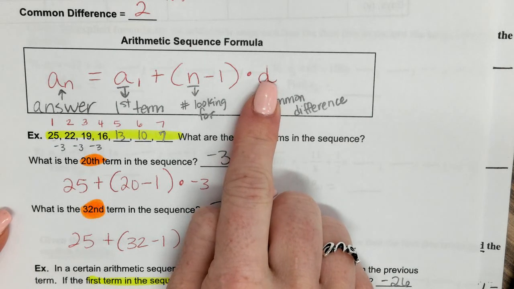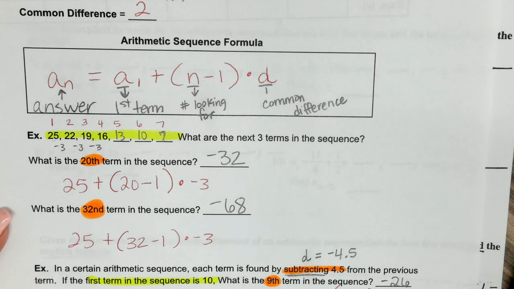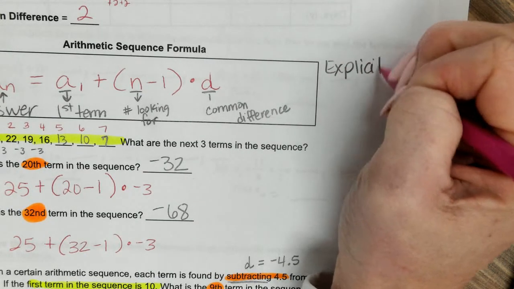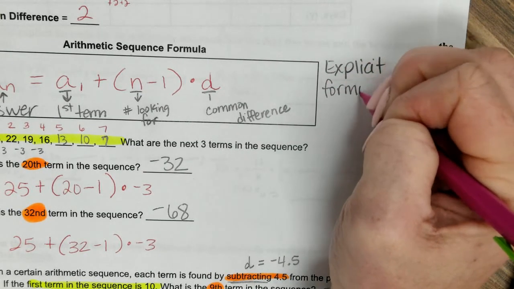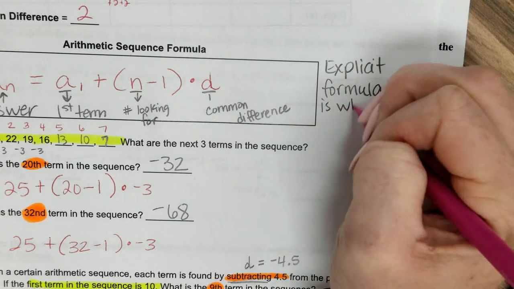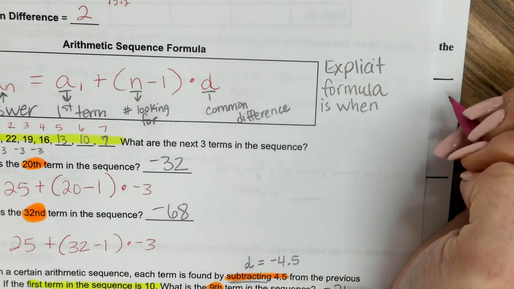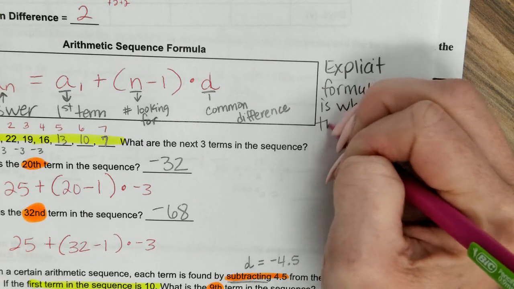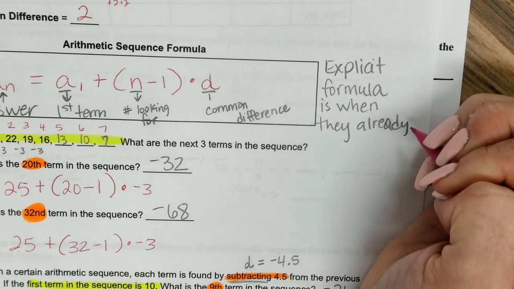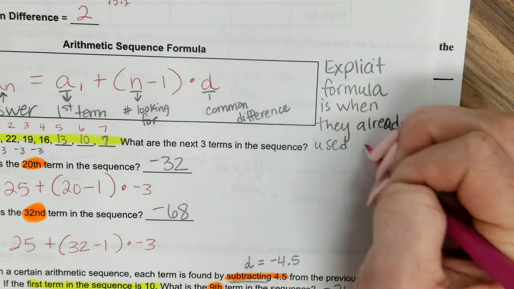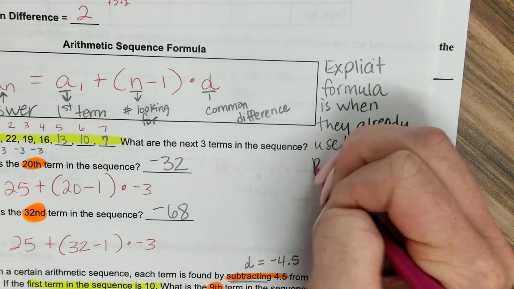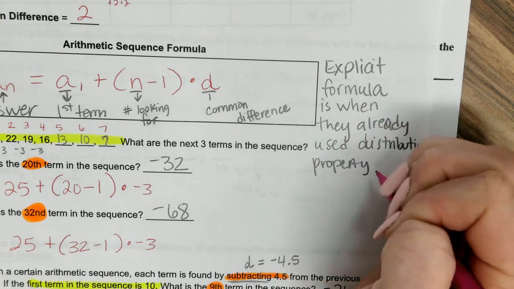distributive property already. So if you want on your notes, write the explicit formula is when they already used distributive property, period.